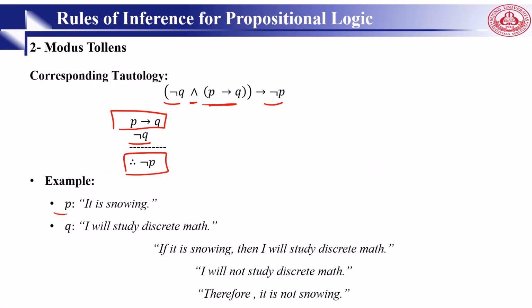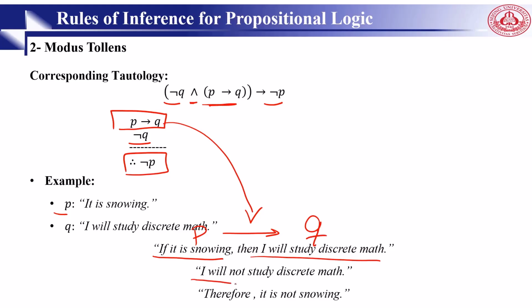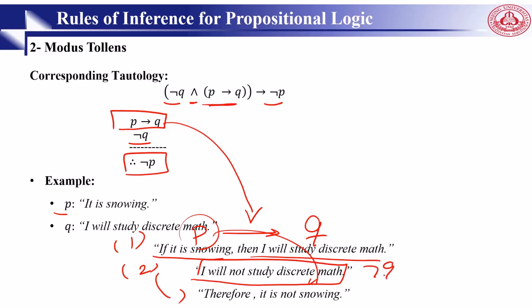Let's see the example. Proposition P says it is snowing. Q says I will study discrete math. Okay, let's go for this one. P implies Q. If it is snowing, then I will study discrete math. This is P implies Q. Not Q means I will not study discrete math. Based on these two facts, we can come to the conclusion that it is not snowing. It means P also was violated, not satisfied, negation. So if not Q, then we can conclude this one. Why? Because this is a condition.